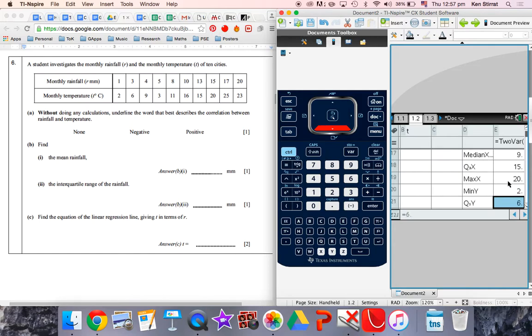You can also scroll down, you've got the median for Y, the monthly temperature, and you've got the interquartile range for temperature as well, which is quite cool. But you also want the equation of linear regression, T in terms of R.